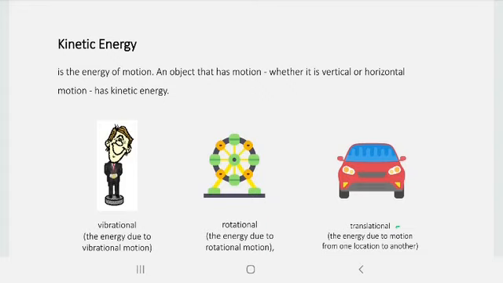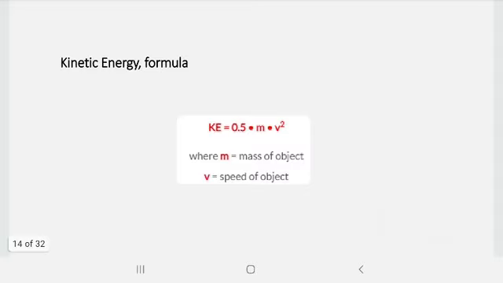But we will limit our discussion to this one, translational kinetic energy, due to motion of an object from one location to another. Okay, so our objects will only be moving horizontally, left to right, and then up and down, vertically. So, anong gamitin nating formula, sir? O, ito, KE, kinetic energy, not kinematic equation, equals 0.5 or 1/2 mv squared.